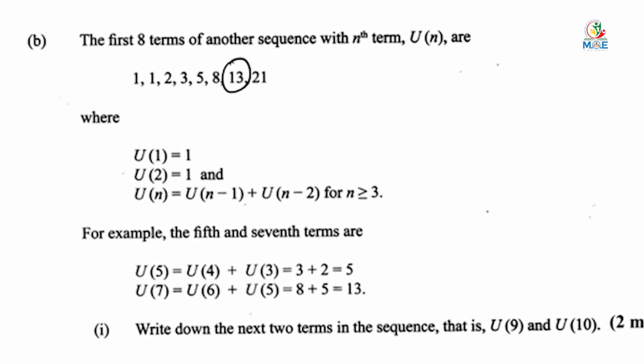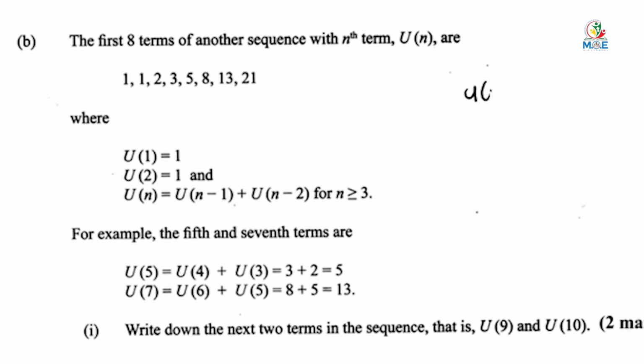As you can see here, we have an answer of 13. And we see u7 is equal to u6, which is 8, plus u5, which is 5. So 8 plus 5 would be 13 indeed. So what we can do to make it simpler, let's write down what we are given.